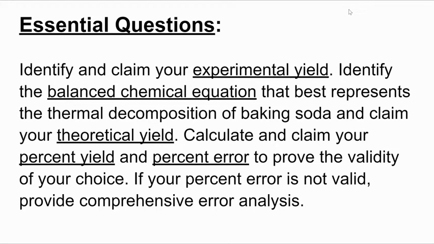So again, there's a pretty large and essential question in this lab. You need to identify and claim your experimental yield, and then identify the balanced chemical equation that represents the thermal decomposition of baking soda and claim the theoretical yield. Finally, calculate and claim your percent yield and percent error to prove the validity of your choice. If your percent error is not valid, provide a comprehensive error analysis.